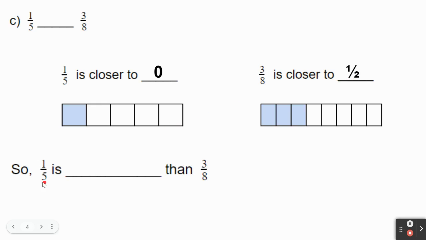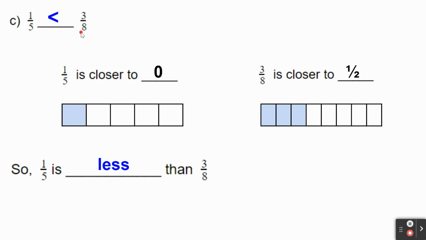So since 1/5 is first, we need to make sure that the sentence we write has 1/5 listed first. So 1/5 is less than 3/8. So up here in our sentence, we're going to have the symbol that opens up to 3/8. 1/5 is less than 3/8.